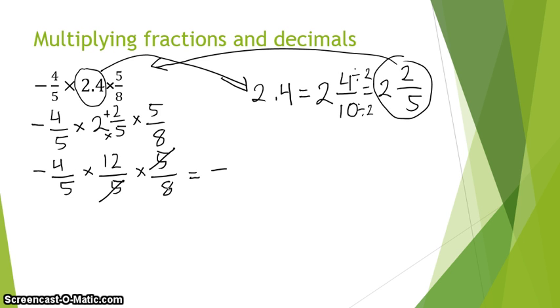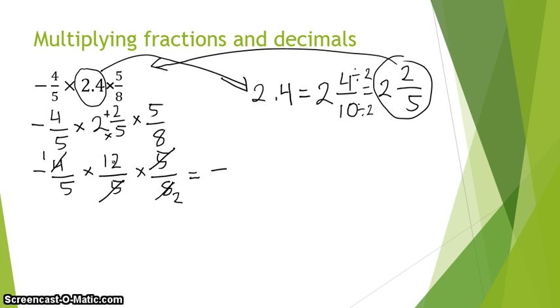Well, 4, 12, and 8 are all even numbers, so let's see what I can do to them. And I can only pick a 4 or a 12 to work with because I only have 1 8 to work with down here. So I'm going to choose to work with 4 because 4 goes into 8 nicely. So 4 divided by 4 will give me 1. 8 divided by 4 will give me 2.